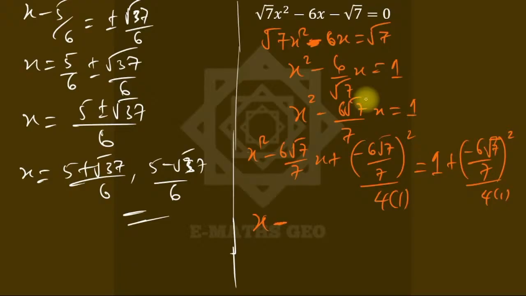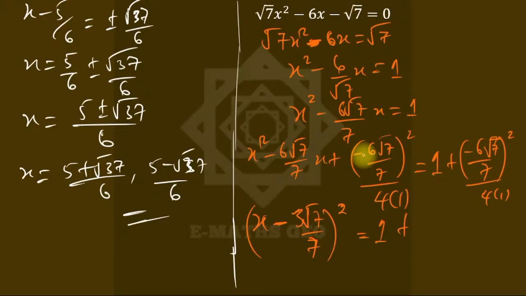What's the square root of this? So the square root of this will be 6 root 7 over 7 over 2. Do you get? The square root of all this will be 6 root 7 over 7 over 2. So the 2 will cancel 6. So I have 3 root 7 over 7 all squared is equal to this one.